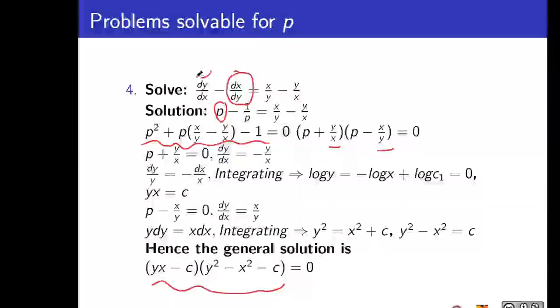Fourth is a bit different from this. There is no p term directly to look into, but we know this is your p term and this is nothing but the inverse function. So we write it as 1 by p, and you can write p minus 1 by p as given here. What happens here? p square plus p into x by y minus y by x minus 1 is equal to 0. It is going to be easily factorizable again, because you observe this term.